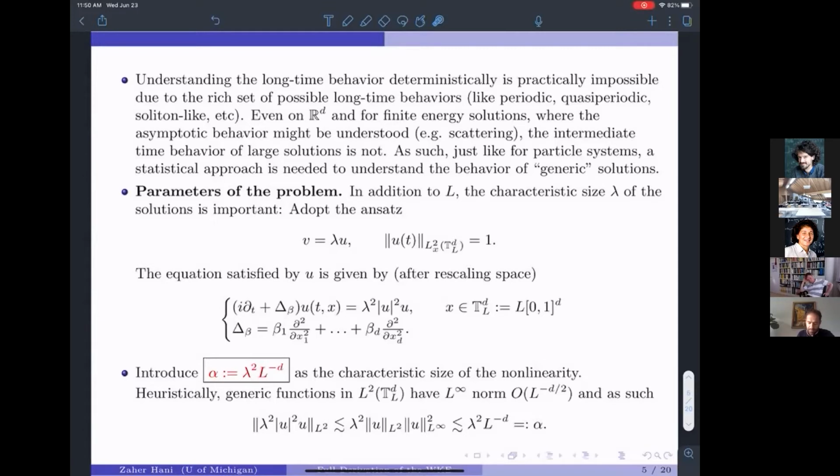And the equation satisfied by U is essentially the same equation satisfied by V, except that you have a lambda squared in front of the nonlinearity. So here as well, I rescaled space so that I'll be working on the standard torus of size L, or if you like, the square torus of size L, so this is L[0,1]^D with periodic boundary conditions, except that you pay for this by twisting the Laplacian a little bit. So instead of the usual Laplacian, you twist it by those parameters beta 1 up to beta D, which represent essentially the aspect ratios of the torus. Okay, so this is the equation that we will be playing with today.